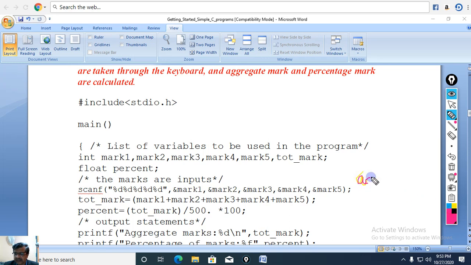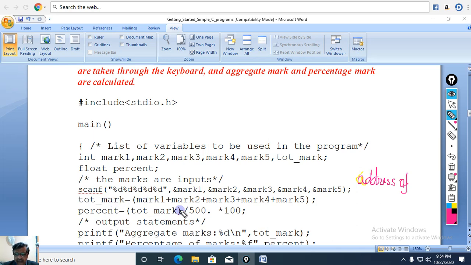That means it should be read something like this. This is characteristically called the address of operator. It will read the first integer value given by the user and store it in the address of mark 1, then the address of mark 2. These are all named memory locations. There are 5 named memory locations, namely mark 1, mark 2, mark 3, mark 4, and mark 5.